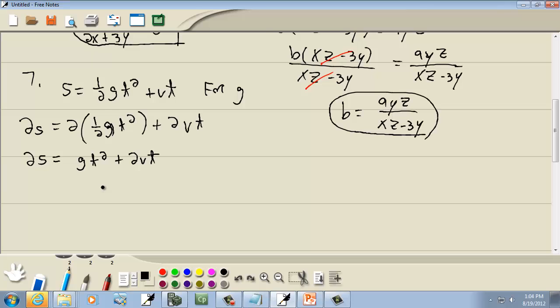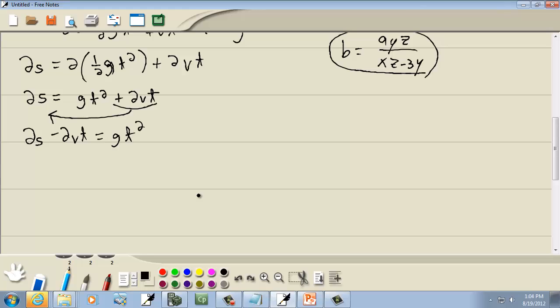Okay, that was second step. Third step, get everything with a variable you're solving for on one side, everything else on the other side. I'm solving for g, so I'm going to take this 2vt to the left side. So I got 2s minus 2vt. Remember, when you take anything across equals, sign changes. Equals gt squared. Step 4, if the variable you're solving for is in 2 or more terms, it's not, it's just in one term on the right side.